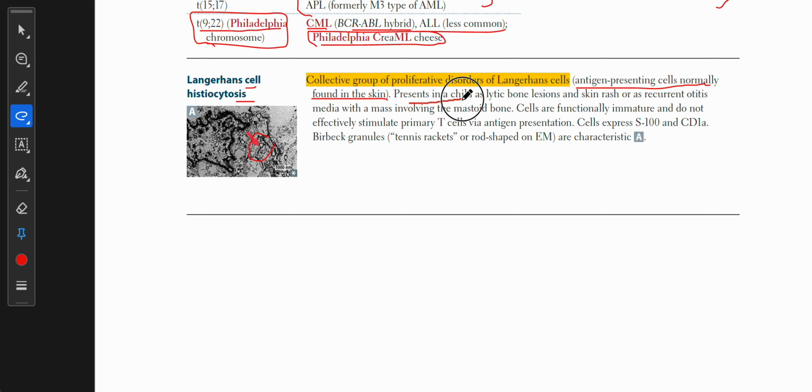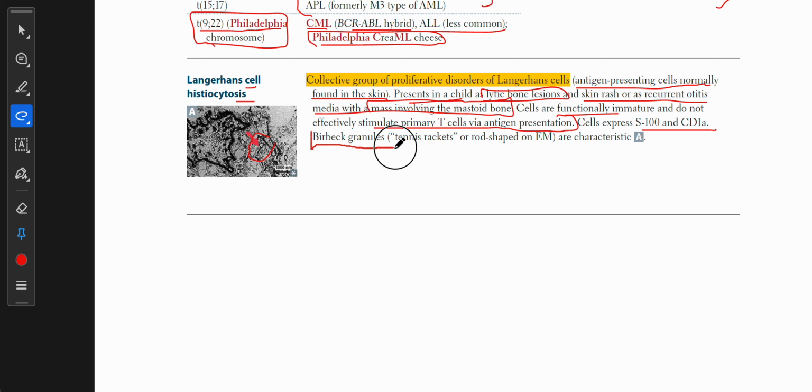It presents in a child as lytic bone lesions and also skin rash, or as recurrent otitis media with a mass involving the mastoid bone. This is a particular feature, you have to remember this. The cells are functionally immature and do not effectively stimulate primary T cells via antigen presentation. Cells express S100 and CD1a. Birbeck granules, this is high yield. You have to remember this.